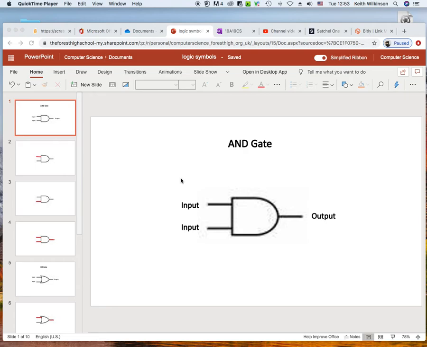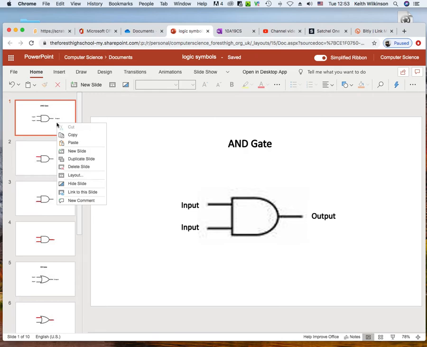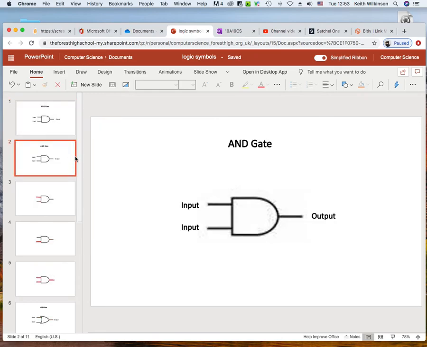Before we go into truth tables, the first thing I want to do is describe the algebra, how it's written in computing. So let's take a look at this. This is my AND gate with the two inputs and output. What I'm going to do is just duplicate this slide for the time being, because I don't want to lose the original. There we go.